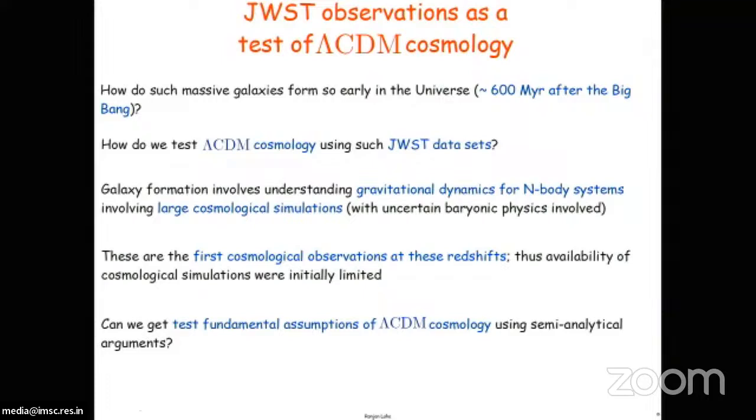So the question that Priyank and I were interested in: can we test the lambda CDM cosmology using these JWST datasets? Now, just think about it. It's a complicated question. Why? Because galaxy formation is complicated physics. This is n-body physics, and trying to do large-scale simulations. There are specialized groups for this. And then again, there are baryons. This makes the game even more complicated. And these were the first cosmological observations at these redshifts.